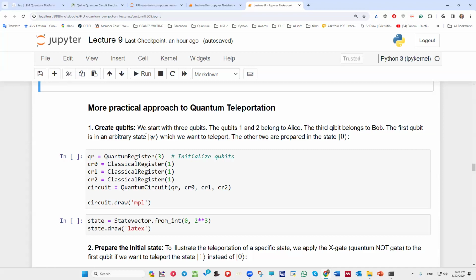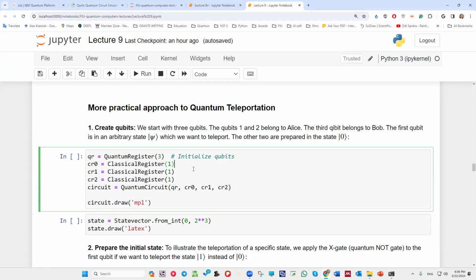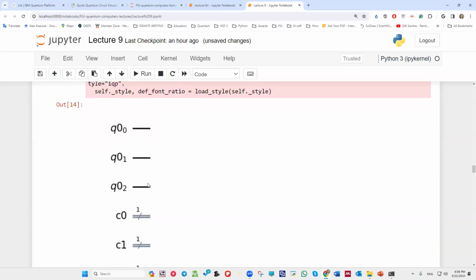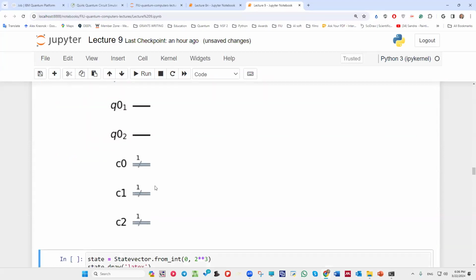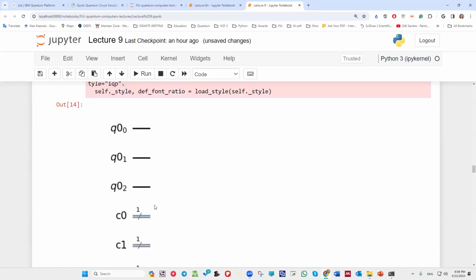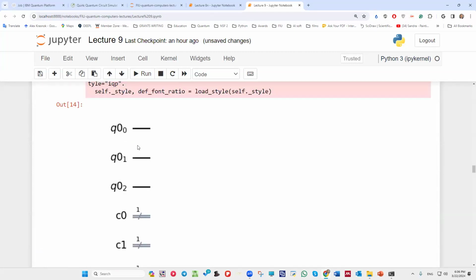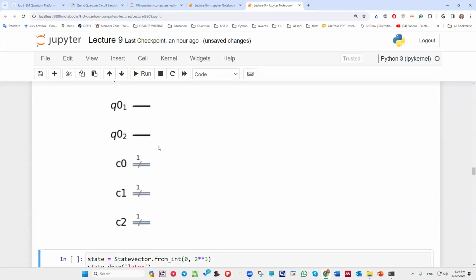And the procedure one, of course, is creating the qubits. Right, so we initialize the circuit. And in this case, the circuit contains 3 qubits, qubit 0, 1, and 2, and 3 classical register lines, also C0, C1, C2. So for this circuit, we need 3 qubits.